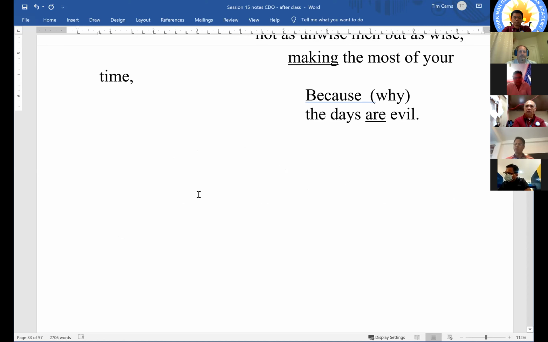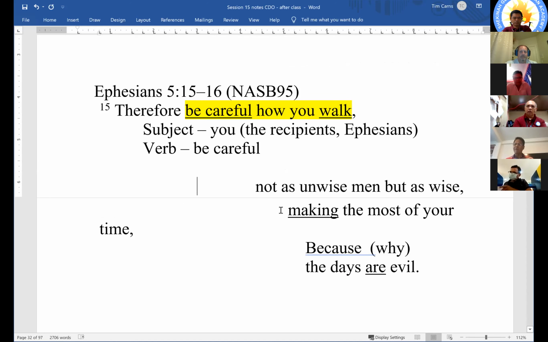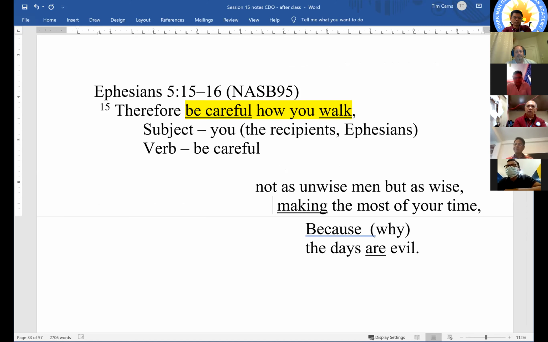Let's go back to this one. This phrase, sir, is "making the most of your time." I want to ask a question about this phrase, sir, because this is a present participle. Yes, present participle. Making.